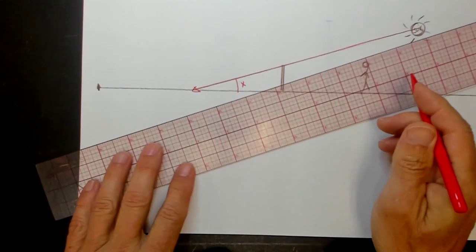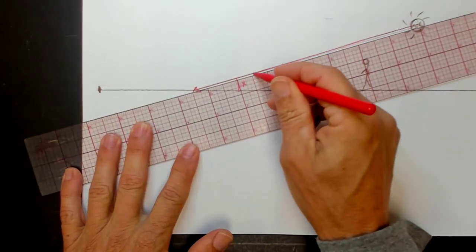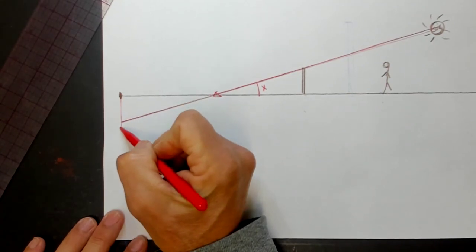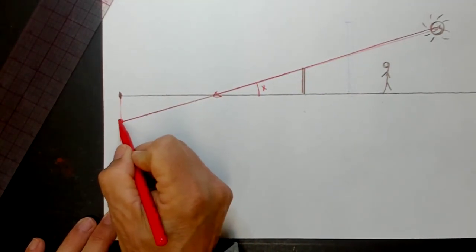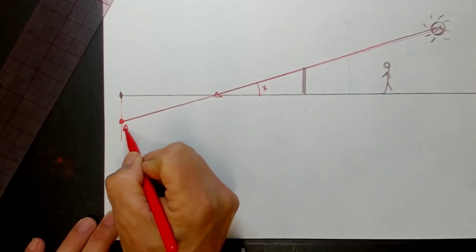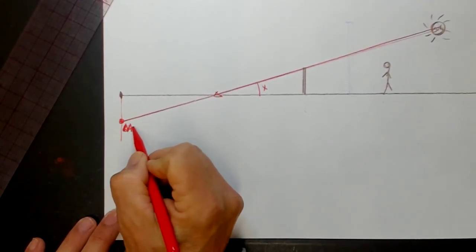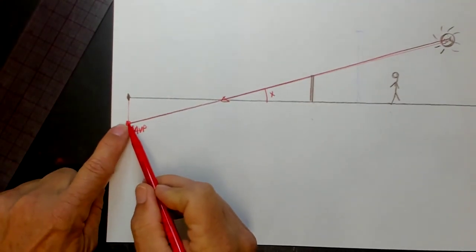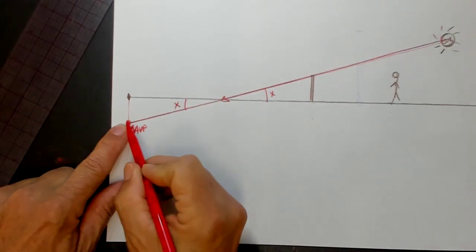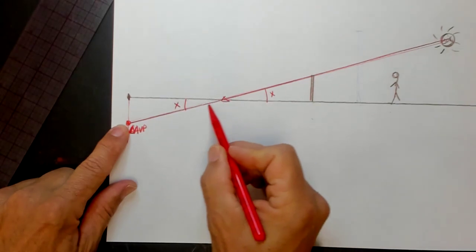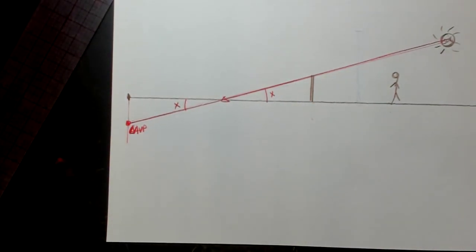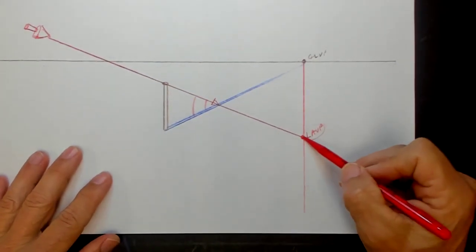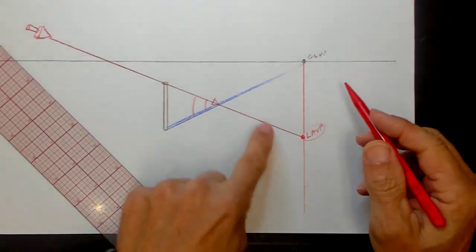If we kept this light ray going and brought it out to infinity, we get a point here. This is our light angle vanishing point. So this dot draws lines that are this angle to the ground. So any line I draw from this dot is going to be parallel with each other.